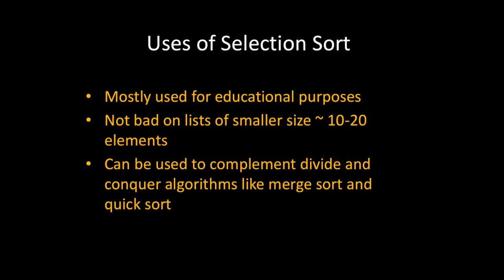So these algorithms, the divide and conquer ones, they break the list down into successively smaller pieces until they can't be broken down anymore, so till the pieces are of size 1. Now, instead of breaking them down that much, you can actually call upon selection sort once you've broken the list down into pieces of, say, 10 to 20 elements. And selection sort will sort those elements, and you can return from the recursive call.